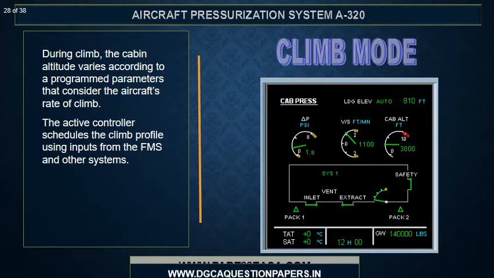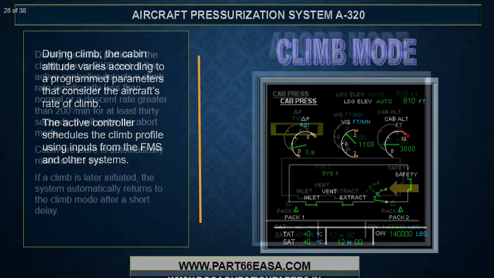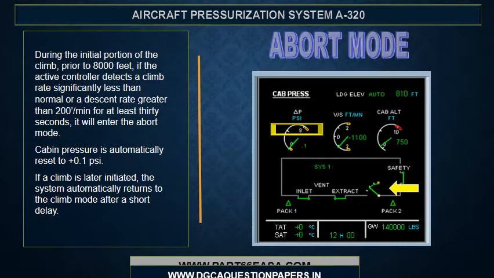During climb, the cabin altitude varies according to a program that considers the aircraft's rate of climb. The active controller schedules the climb profile using inputs from the FMS and other systems. During the initial portion of the climb prior to 8,000 feet, if the active controller detects a climb rate significantly less than normal or a descent rate greater than 200 feet a minute for at least 30 seconds, it will enter the abort mode. Cabin pressure is automatically reset to positive 0.1 psi. If a climb rate is later initiated, the system automatically returns to the climb mode after a short delay.